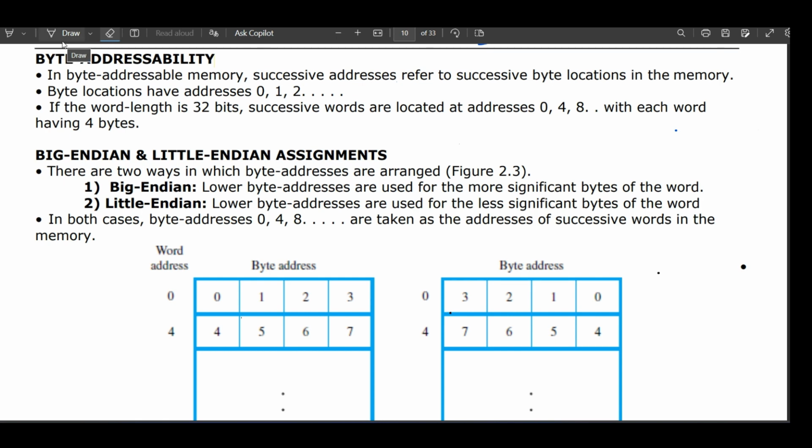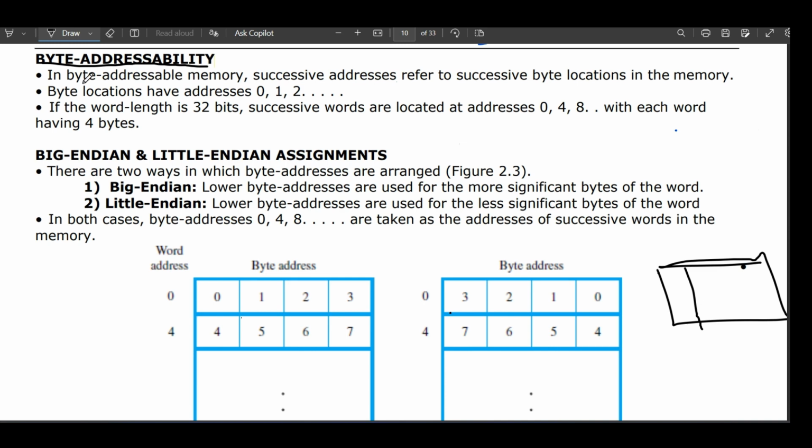So let's get straight into the concept. Today we'll be seeing about byte addressability. So what is byte addressability? In byte addressability, it tells how memory will store data. It will store in the format of byte. I will be explaining to you all how memory stores the data.